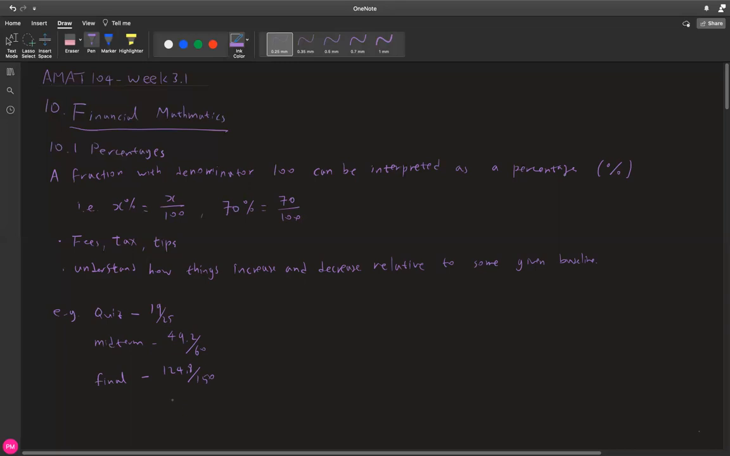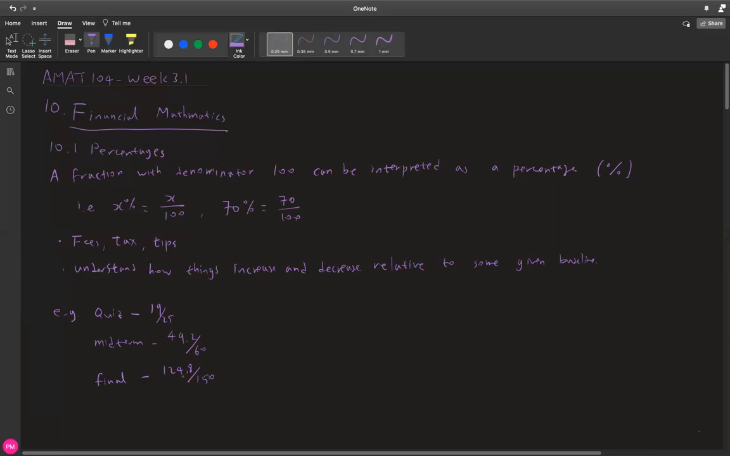Tell me what you did the best. Did you do the quiz the best, or the midterm, or the final? Obviously, if you just look at the numbers, the final has the highest number. It has 124.8 as opposed to 49.2 for the midterm and 19 for the quiz. So can you safely assume that you did the best in the final?